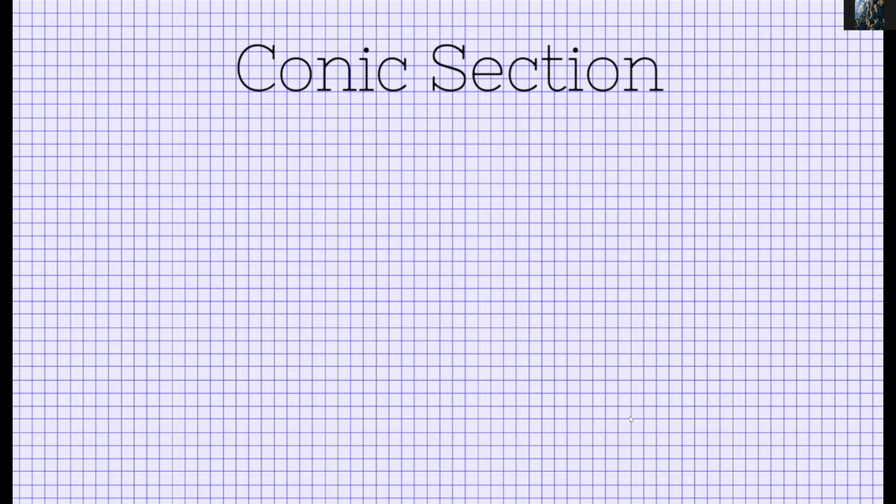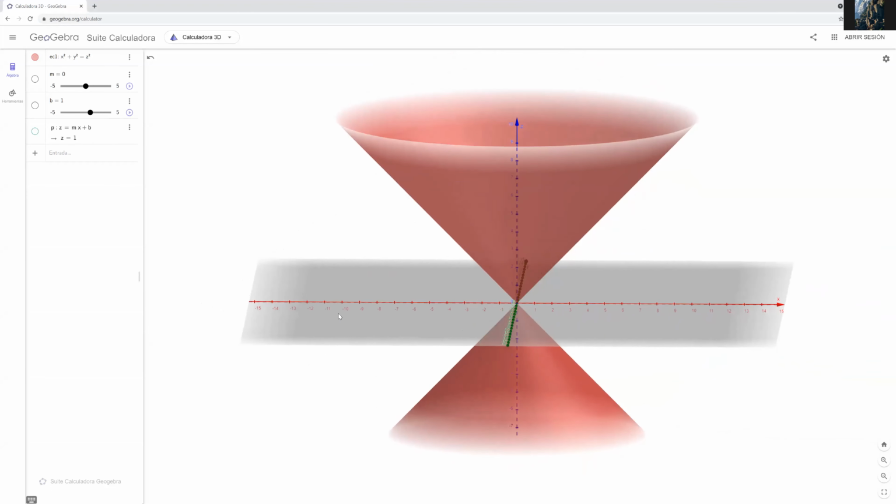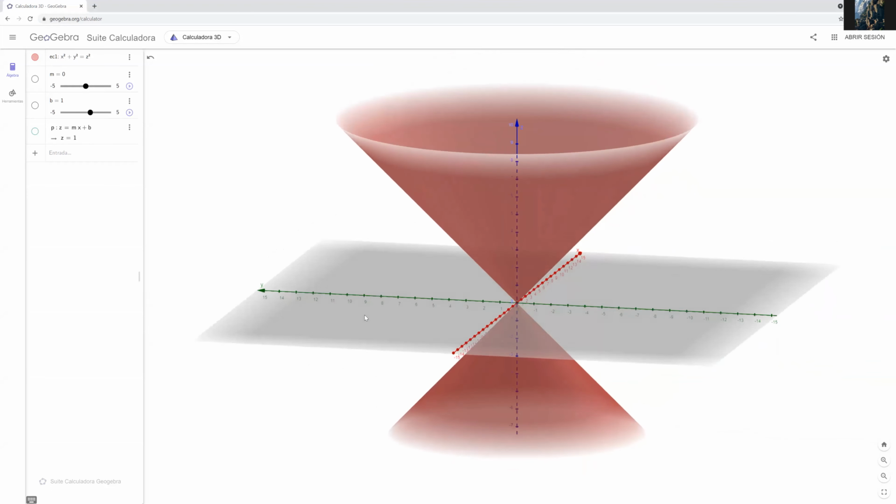So let's understand what conics are. What we have here is a three-dimensional space. We have on red the x-axis, on green the y-axis, and in blue the z-axis. Now, a conic is an intersection between the surface of a cone and a plane. So let's see our cone first. There we go. This is the cone that we will be working with.